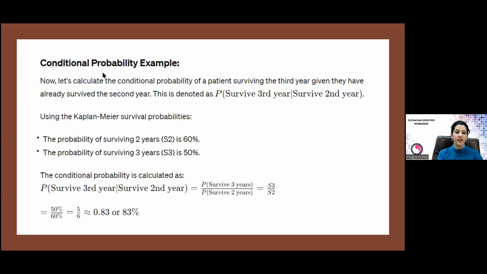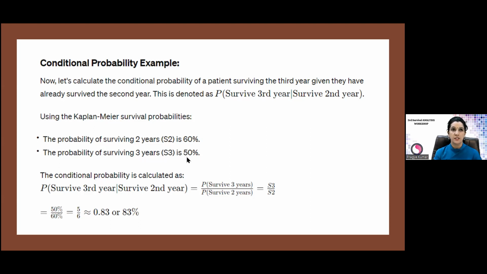Now, what is a conditional probability? Suppose I have to calculate the conditional probability of a patient surviving the third year, given they have already survived the second year, and this is denoted by P. This conditional probability is defined as, in the numerator, you take the survival probability for the third year, and in the denominator, you take the second year. So in the previous one, you know that the probability of surviving 2 years is 60%, and the probability of surviving 3 years is 50%.